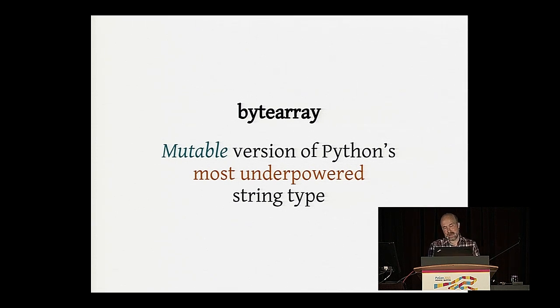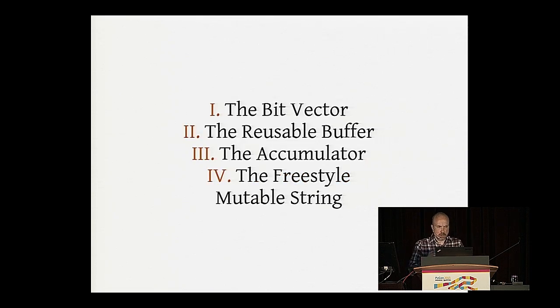And we bring all that up because the byte array that I will now talk about is a mutable version of Python 3's byte string, a mutable version of Python's most underpowered string type. So we'll just quickly look at a few possible applications and whether a mutable vector of bytes is able to accomplish things better or worse than traditional Python.